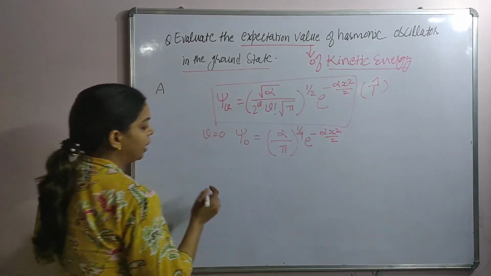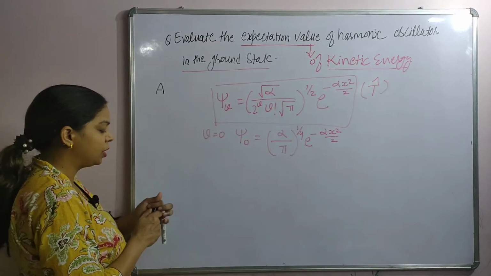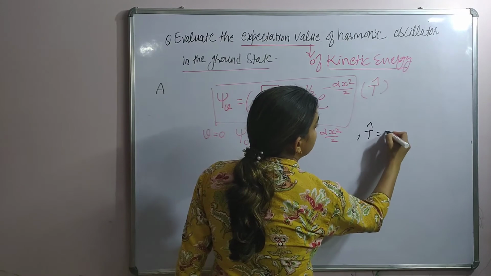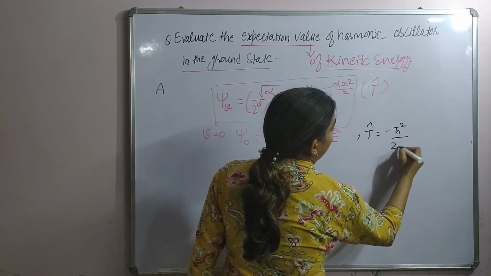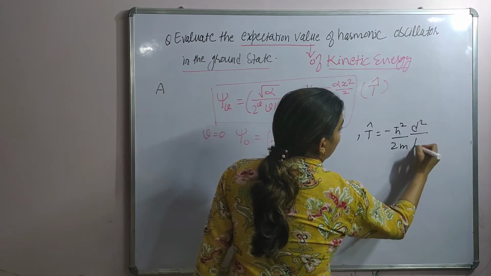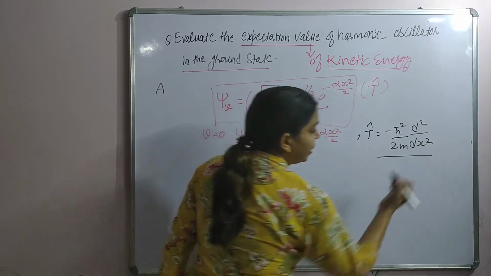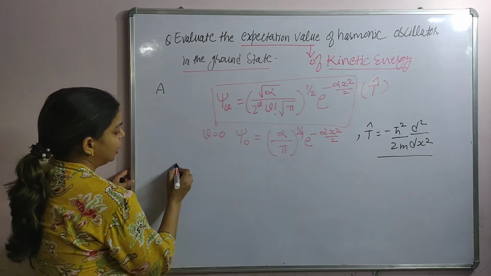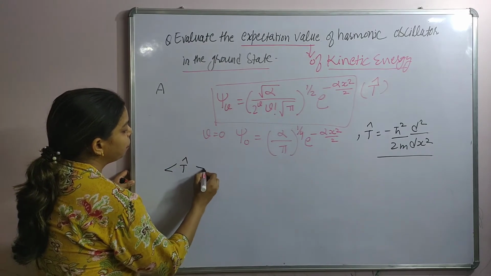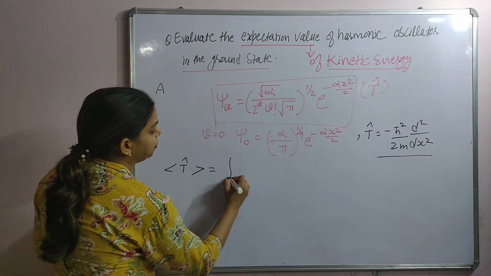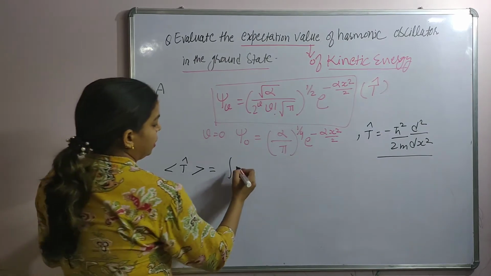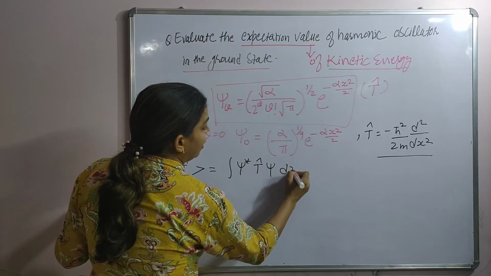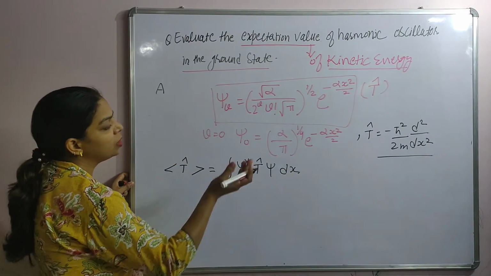We have to find out the expectation value of kinetic energy. So the expression for the kinetic energy operator is minus h bar square upon 2m, d2 upon dx square. We have already seen these operators in our previous lectures. So the expectation value is given by this expression, psi star T psi, and x is the variable here within the limits.